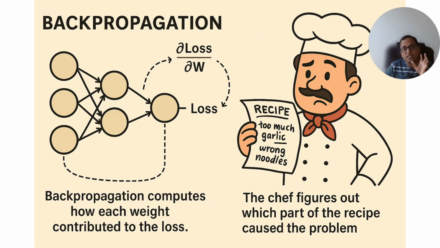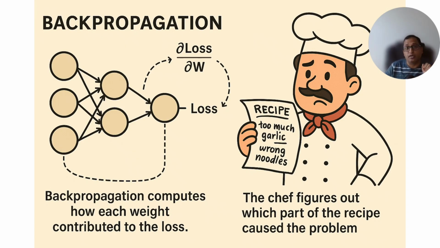Or maybe it says this weight helped, so either keep it or maybe slightly increase it. So it is like asking how much each part of the model affects the final error. Now, go back to our chef example again. He just gave a 2 out of 10 rating for his previous dish. So he traces back his steps.